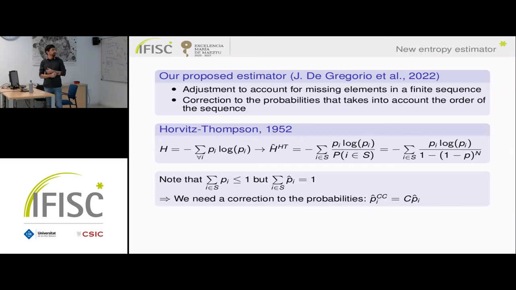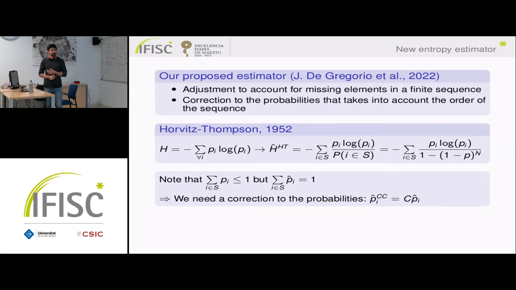For the first item, we consider what is called a Horvitz-Thompson estimator, in which in the formula for the entropy, instead of summing over all possible elements, we sum only over the elements that appear in the sequence, and we divide each term by the probability of the element being present in the sequence, which can be calculated like this.